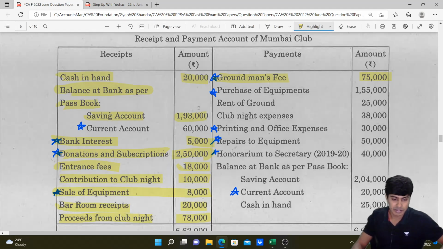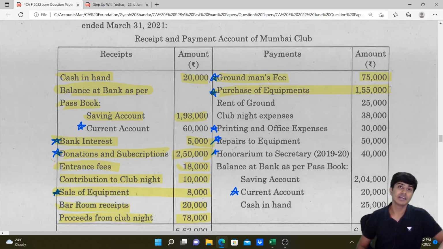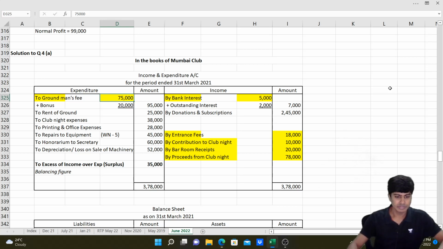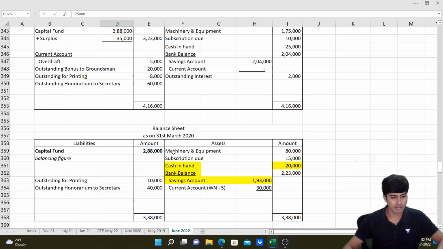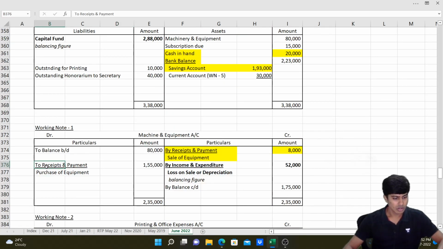Then we have purchase of equipment 1,55,000. This will increase the value of our equipment. I will write this in my machinery and equipment account on the debit. Shall I? So let's go to our machinery and equipment account. On the debit, I'll write 1,55,000.